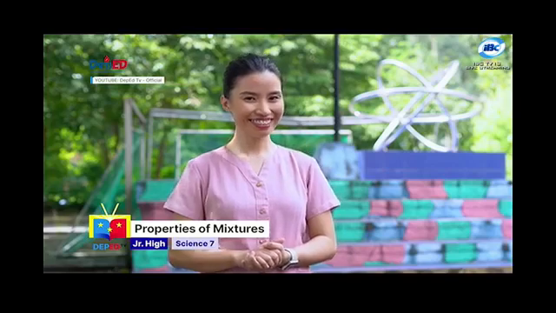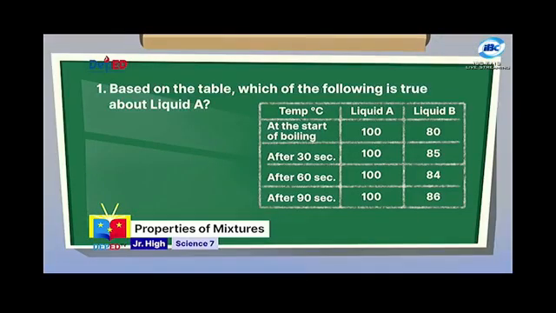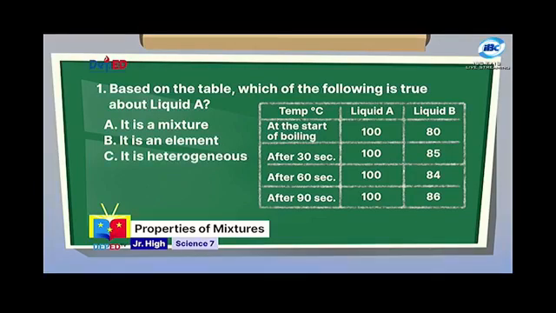Let's start. Number 1. Based on the table, which of the following is true about liquid A? A, it is a mixture. B, it is an element. C, it is heterogeneous. D, it has a fixed boiling point. If you analyze the data from the table, it shows that liquid A has a fixed boiling point. The answer is letter D.